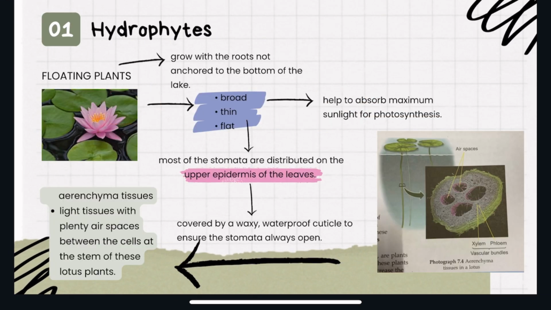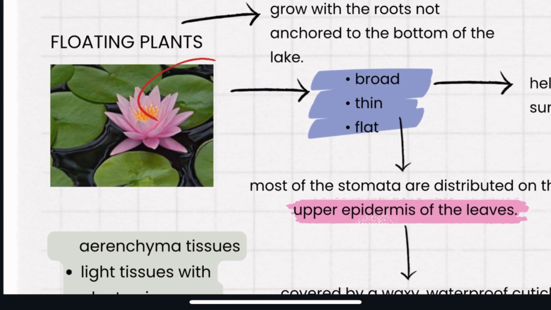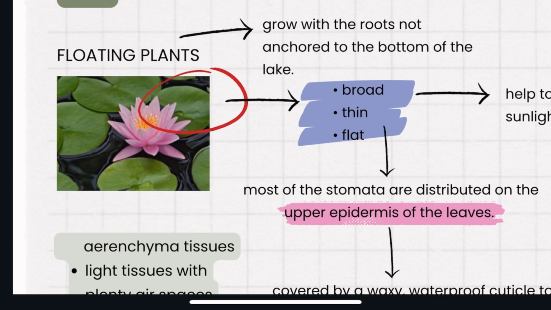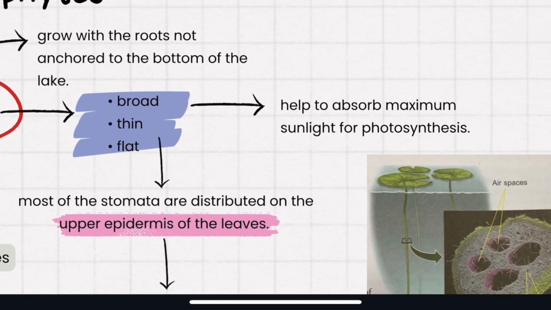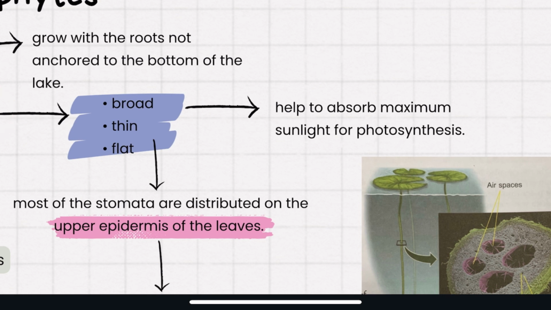So next, for the floating plants, they grow with the roots not attached to the bottom of the lake. The leaf that we circled there is broad, thin and flat. Why is it like that? Because it helps to absorb maximum sunlight for photosynthesis.